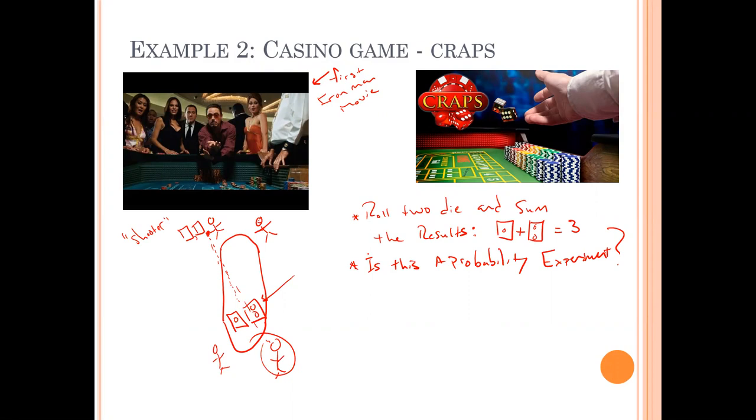Okay, what do you guys think? Is the game of craps, where all we're going to do is roll two dice and sum the results, a probability experiment? That's it, that's all we're doing. We're not talking about any of the betting structure. But is this a probability experiment? I got one yes, one no.